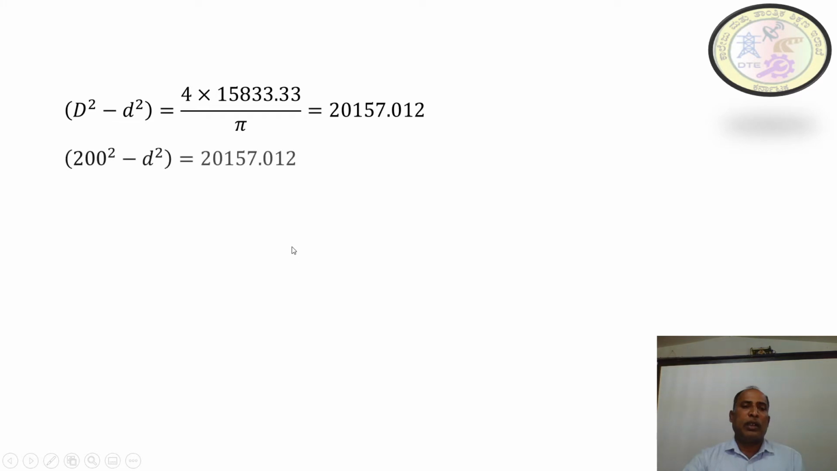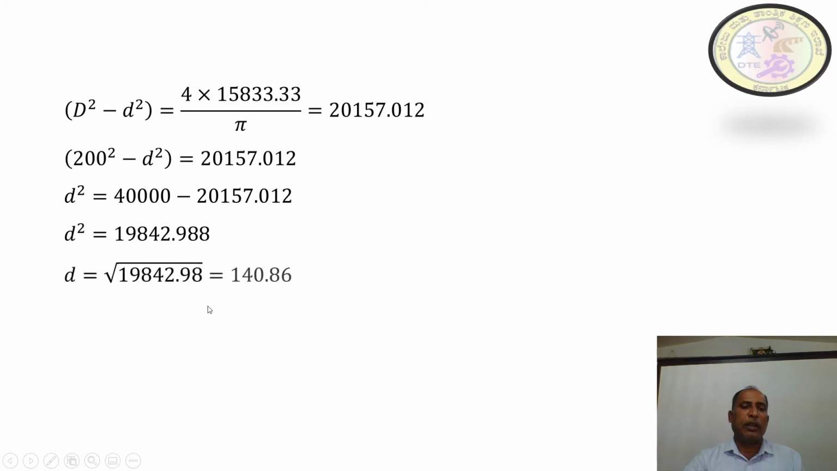So therefore, capital D square minus small d square is equal to 4 into 15,833.33 divided by pi. So that will give us 20,157.012. So therefore, substitute the value of external diameter that is given in the problem. Therefore, 200 square minus small d square is equal to 20,157.012. So therefore, d square is equal to 40,000 minus 20,157.012, and therefore d square is 19,842.988, and d is under root 19,842.98, and therefore internal diameter of a hollow column is 140.86 mm.